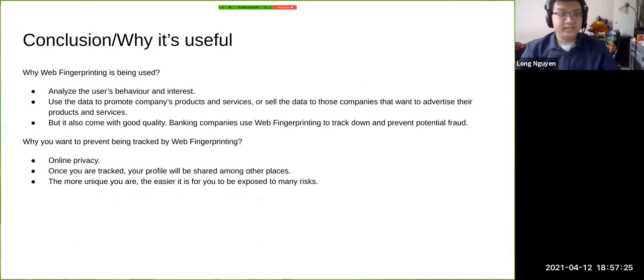Now we will talk about why web fingerprinting is being used and why you would want to prevent yourself from being tracked by web fingerprinting.